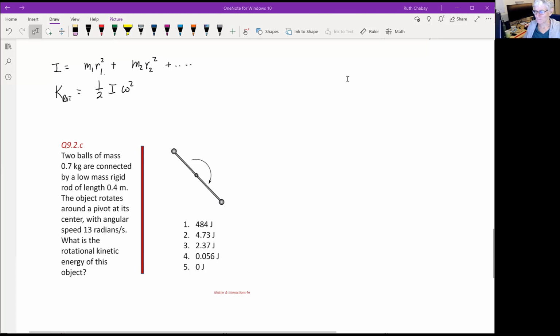Okay, so very good. You were actually able to take these equations and apply them to this problem and get an answer. So good job. 2 is correct. That is, the rotational kinetic energy is indeed 4.73 joules. So good work.